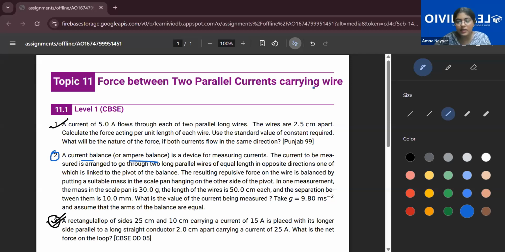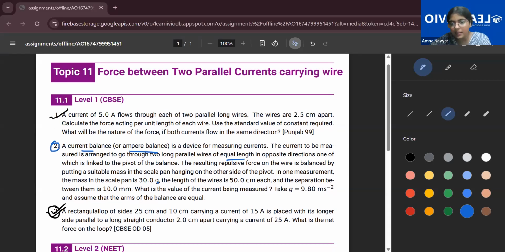Device for measuring currents. So the current to be measured is arranged to go through two long parallel wires of equal length in opposite directions, one of which is linked to a pivot of the balance. Now the resulting repulsive force on the wire is balanced by a suitable mass in the scale pan hanging on the other side of the pivot. In one measurement, the mass in the scale pan is 30 grams. The length of the wires is 50 centimeters each, and the separation between them is 10 millimeters.